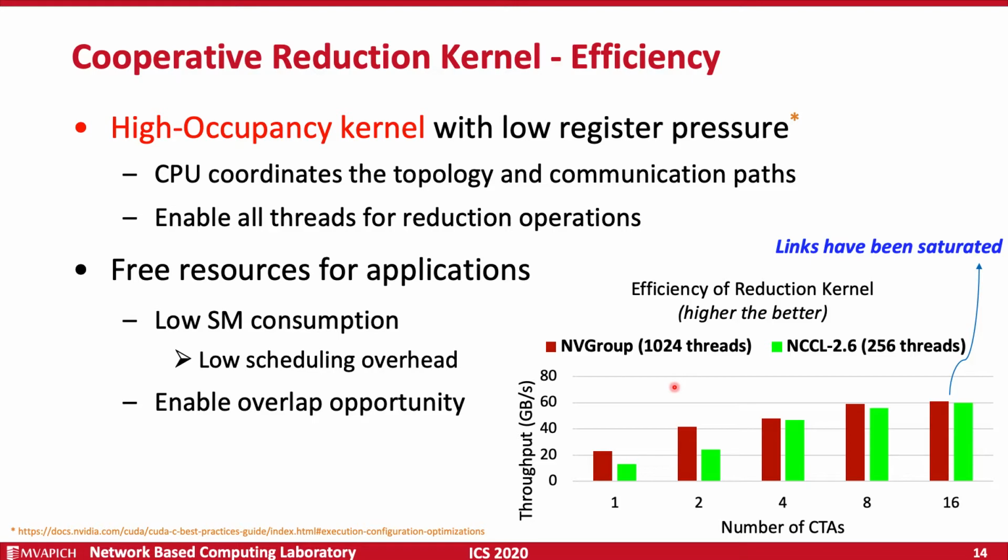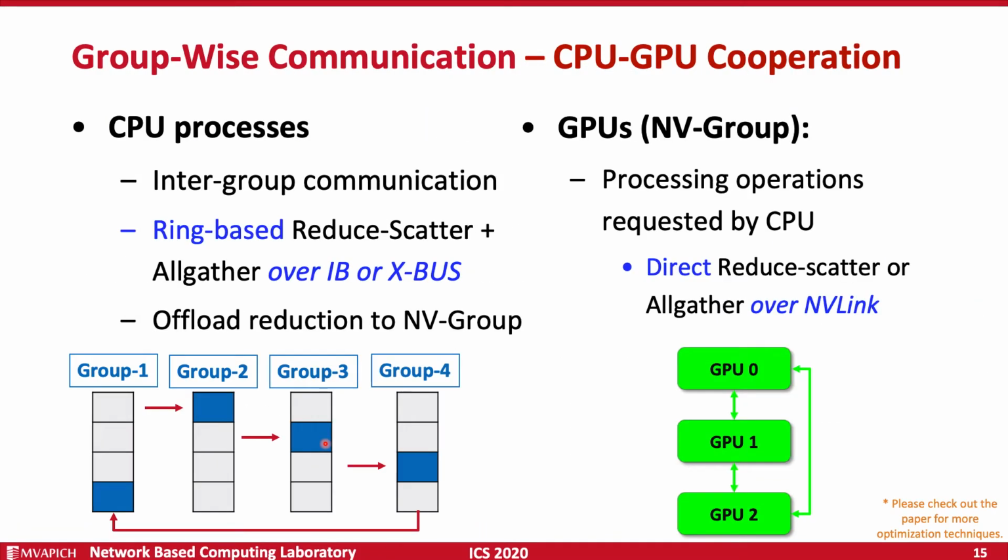But the reality is that you don't need to use that many CTAs. You don't need that high throughput, because your bottleneck is not the Allreduce, it's actually the communication over InfiniBand, which is around 25 gigabytes per second. So 2 CTAs is sufficient for us. That's why we can have very low SM consumption. When you launch a kernel, it takes less time because of the lower scheduling overhead. Then you can free the resources for the application, so some SMs can do the computation while other SMs do the Allreduce.